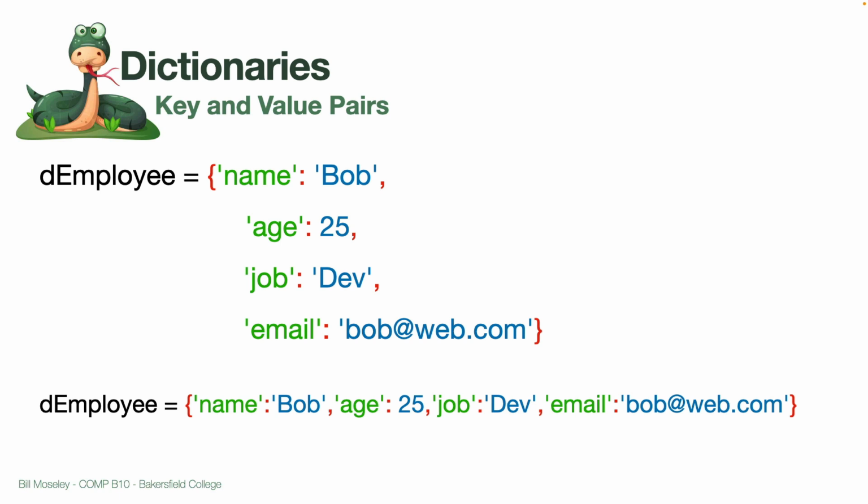Okay? So these are the keys in green here on the left-hand side: name, age, job, email. So this is how we refer to the data and label the data, what it is. And then the values can be any data type. Notice this, these are all strings. The keys are all strings.